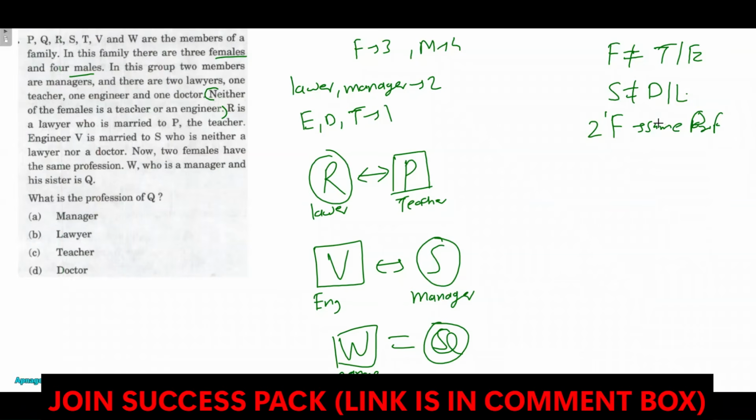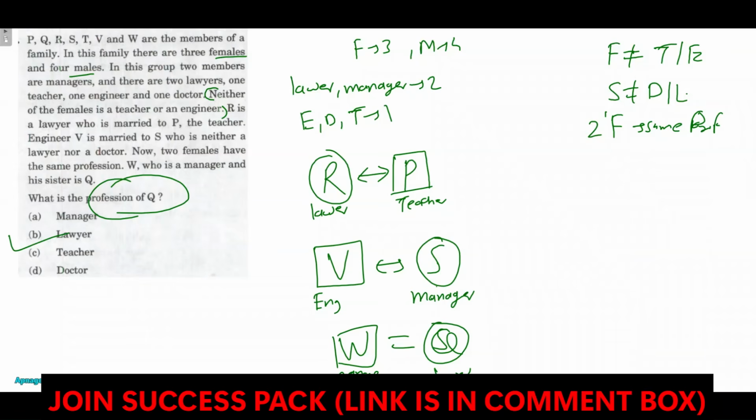And here it is given that 2 females have the same profession. How many females did we get? Lawyer, manager. So now 2 managers are gone, and Q is also lawyer. The question is asking what is the profession of Q? So the answer is B. Okay, so like this, quickly.